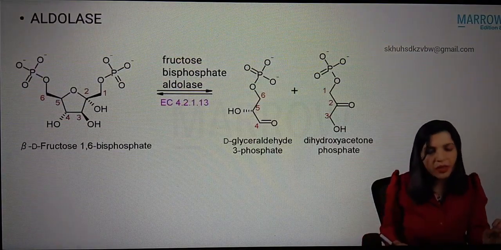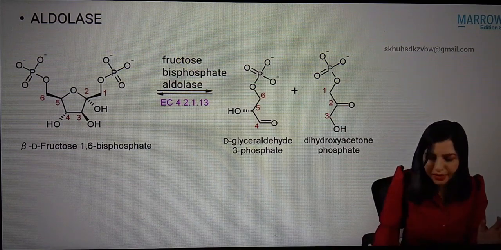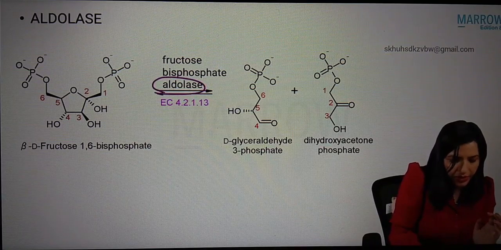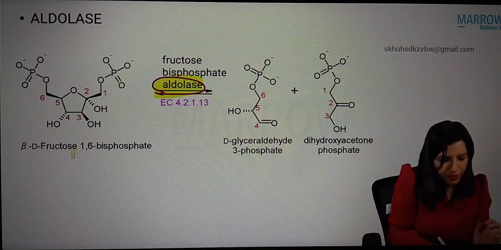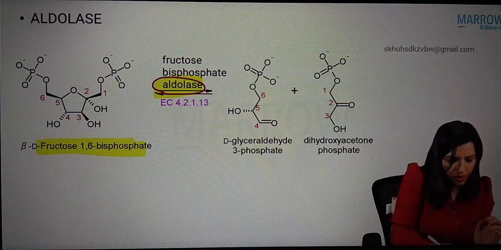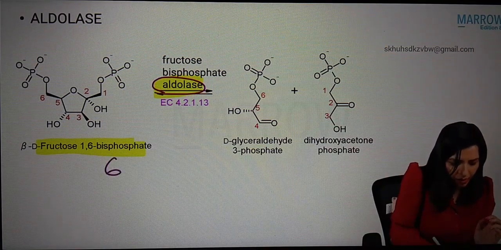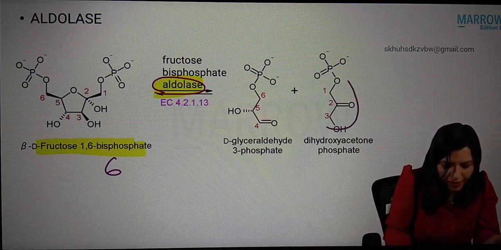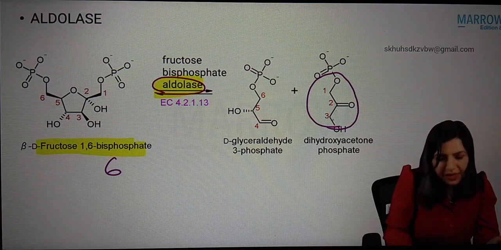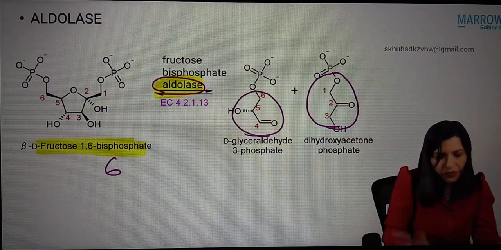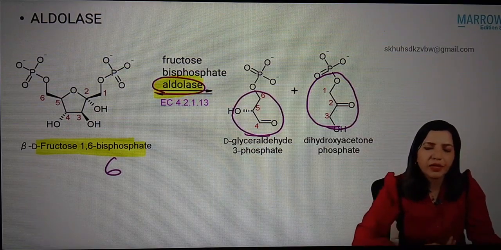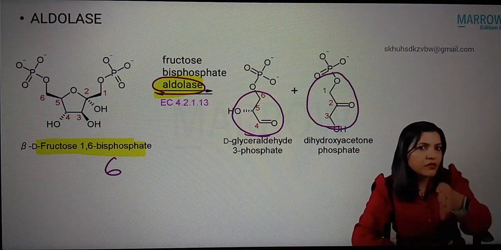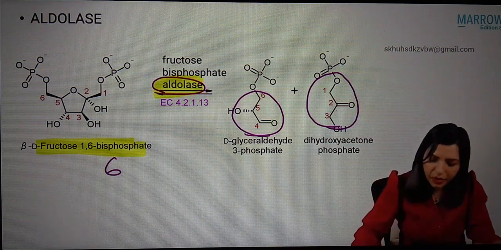So for that, one common example that we can learn is the aldolase. Aldolase is an enzyme which breaks a 6 carbon fructose 1,6-bisphosphate. This is a 6 carbon compound. It is cut into two pieces so that the dihydroxyacetone phosphate gets the first, second and the third carbon atom. Glyceraldehyde 3-phosphate gets the rest of the carbon atoms. So it is just like cutting the covalent bond without adding water. So that is fitting into the first definition, but not all.